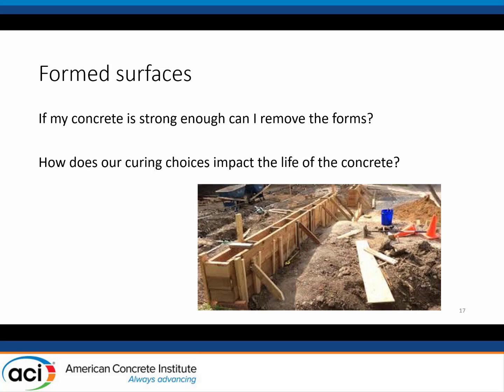So I have this question. If my concrete is strong enough, as in if it's able to hold its own weight, can we just remove forms? Is that okay, just to take them off? And how do curing choices impact the life of the concrete? I'm going to answer those two questions today.